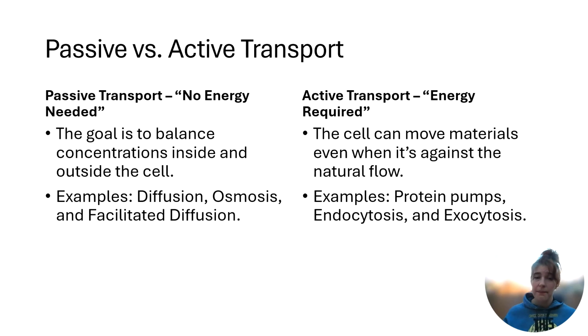Active transport. The cell can move materials even when it's against the natural flow, but they have to spend energy to do so. Protein pumps and endocytosis and exocytosis. So entering the cell, exiting the cell, protein pumps, those are going to be your active transports. And it's because the cell has to spend energy to do that.